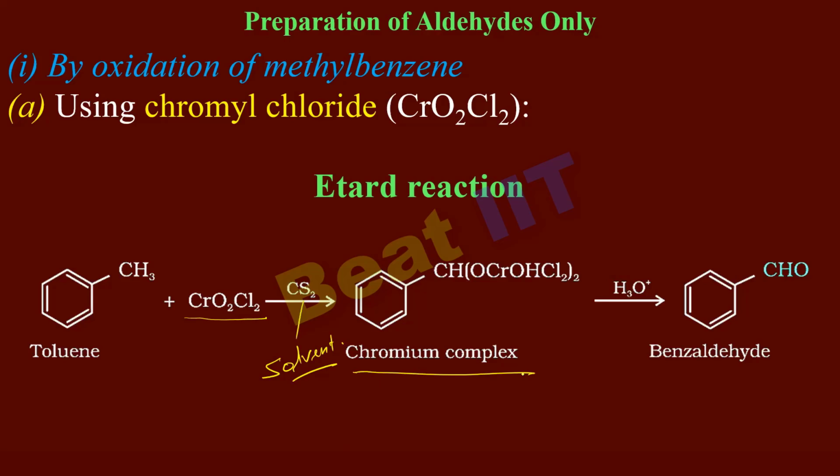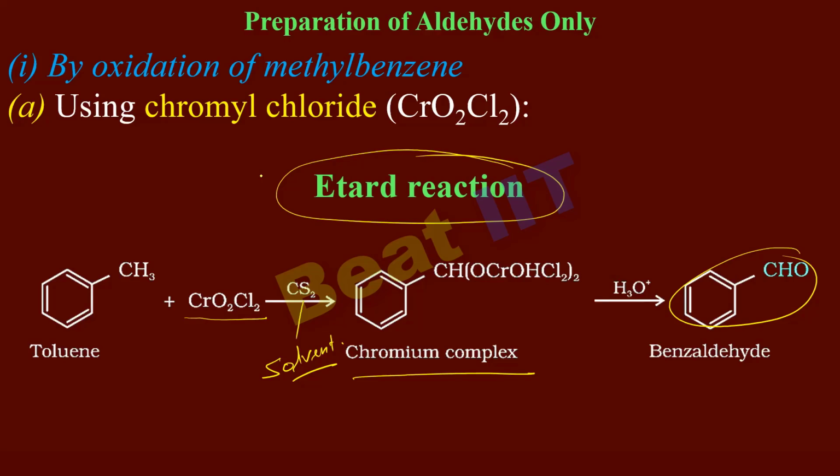Then there is some chromium complex produced. You don't need to know the name of this complex. You just need to write this is chromium complex. You just need to remember the structure here. This on acidic hydrolysis gives you aldehyde. And this is a very important named reaction, Etard reaction. Etard reaction from toluene to benzaldehyde. So by oxidation of methylbenzene, we get benzaldehyde.